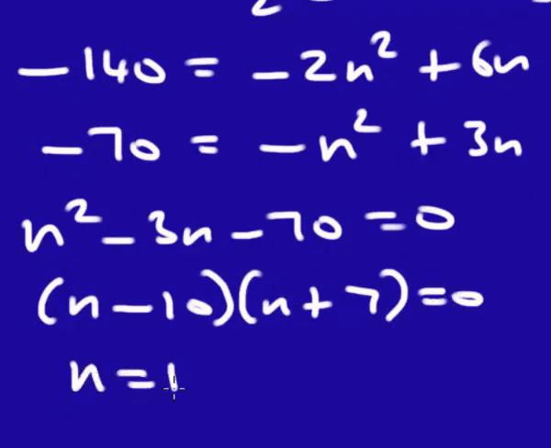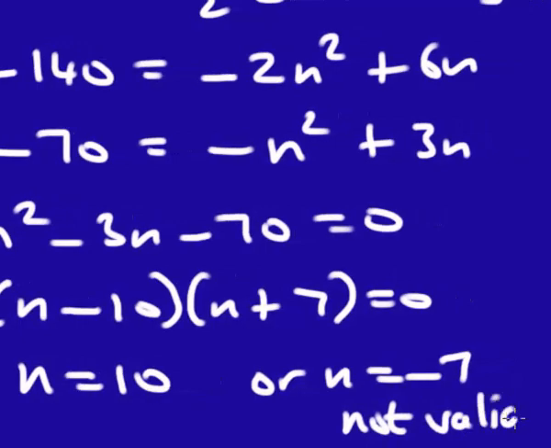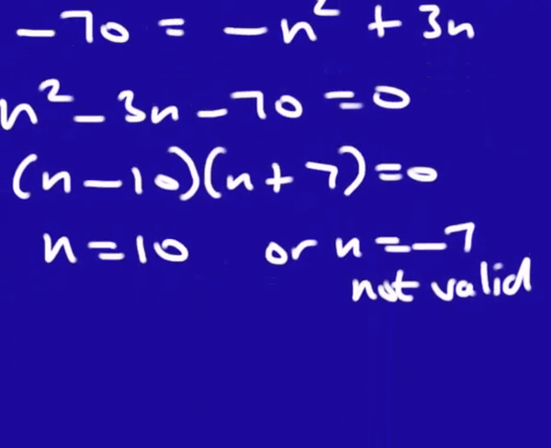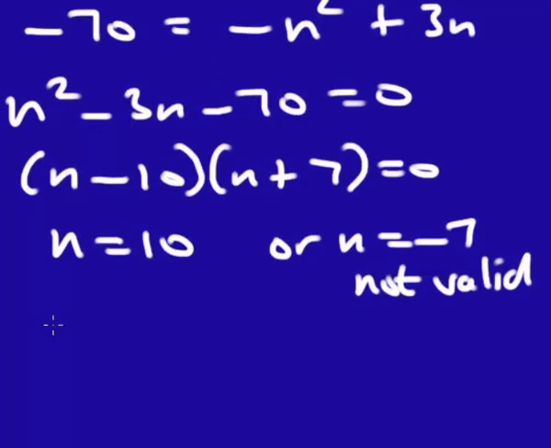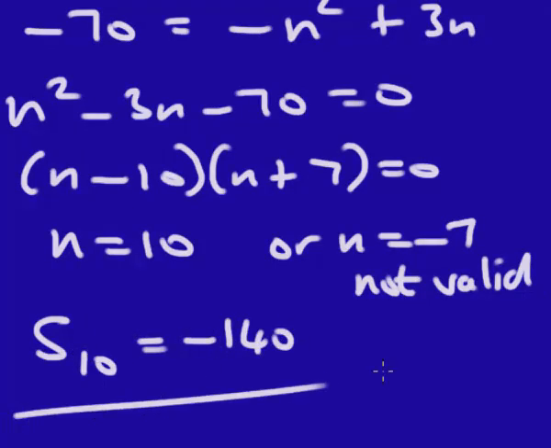Okay, so n is equal to 10, or n is equal to minus 7. This is not valid here. You can't have a negative number of terms. So how many terms will then add up to minus 140? The sum of the first 10 terms does that. And there we've got it.